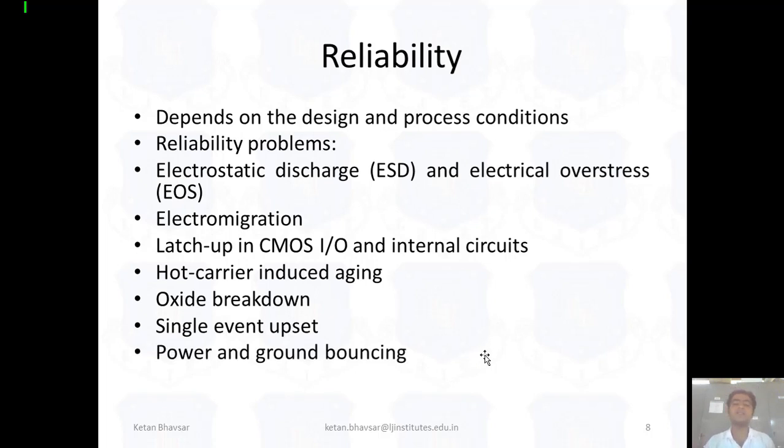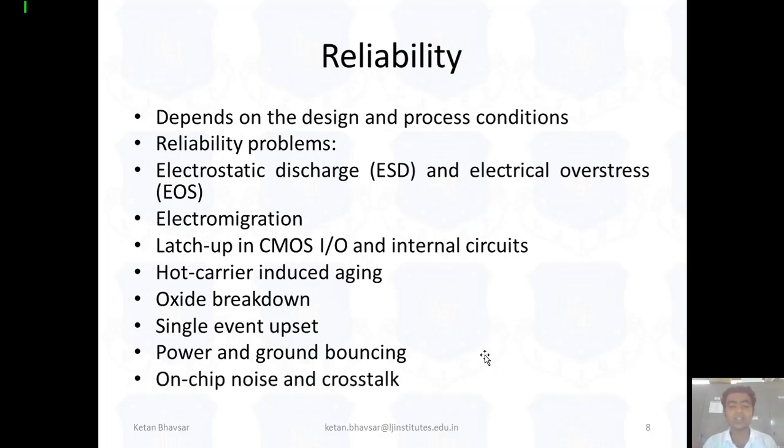Power and ground bouncing means, as I already told you, if your power is not connected properly, or your ground is not connected properly or is not common, then you are not getting the proper output. Sometimes you will get the output and sometimes you will not, because of the bouncing effect. To solve that issue, we always make sure that the ground is connected properly to each and every component ground.